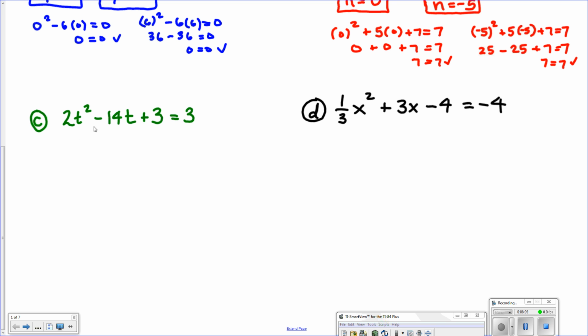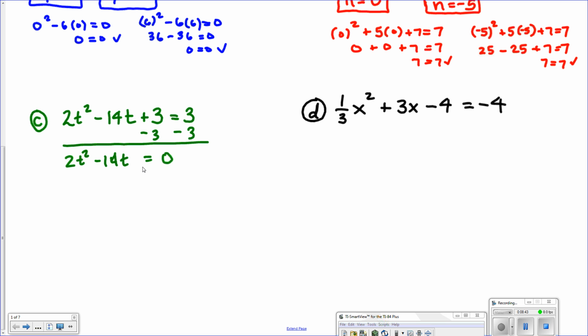Here I go. I have t squared, and I have t. So I know it's quadratic, and I have two different t terms. I want to set it equal to 0, so I'm going to subtract 3 from each side. So I now have 2t squared minus 14t equals 0. Make sure you're careful here. You're trying to make this one 0, but it ends up making this one 0 too.